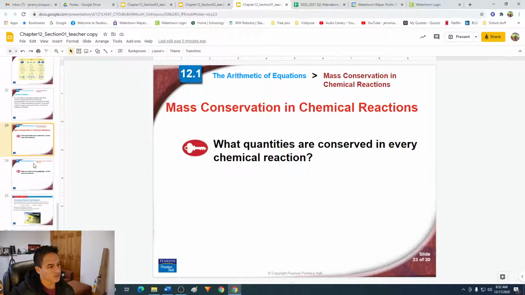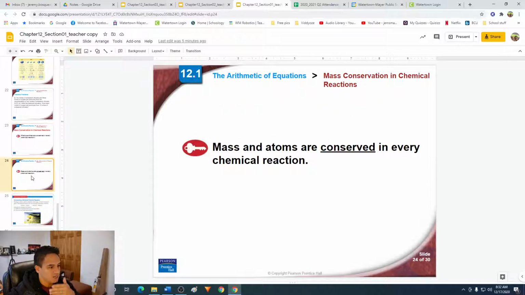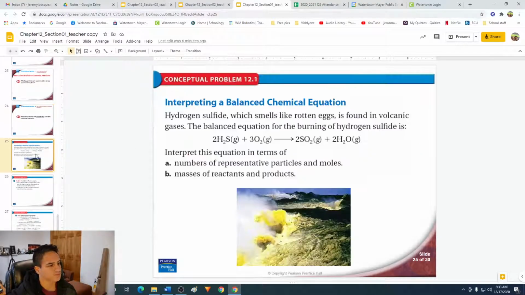So what quantities are conserved in every chemical reaction? And of course, we know that that's mass and atoms, right? The law of conservation of mass says you cannot destroy matter. So grams will always be conserved. If you're starting with 15 grams of material, then you better be ending with 15 grams of material. Atoms, same thing. If you're starting with 100 atoms of one material, then you better have 100 atoms at the very end when you're done. Okay, so mass and atoms are conserved in every chemical reaction. We know this. That's where balanced chemical equations come into play.